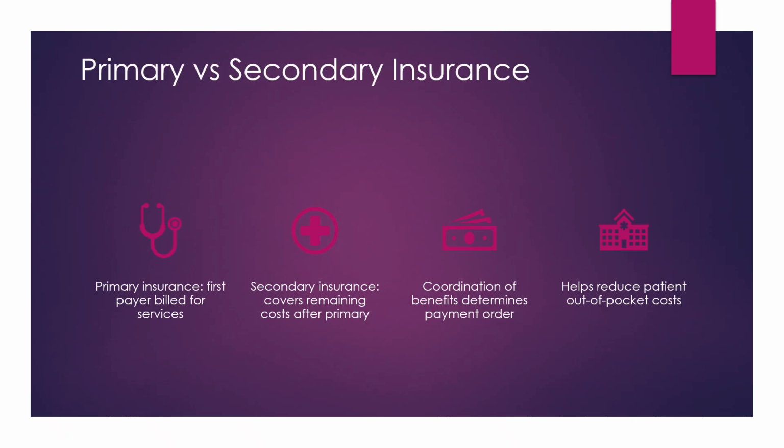Primary versus secondary insurance. Primary insurance is the main insurance that gets billed first for patient services. If there are still costs left over, the secondary insurance is billed next to help cover those remaining charges. This process is called coordination of benefits, and it determines which insurance pays first. Having both types of coverage can help reduce how much the patient has to pay out of pocket.